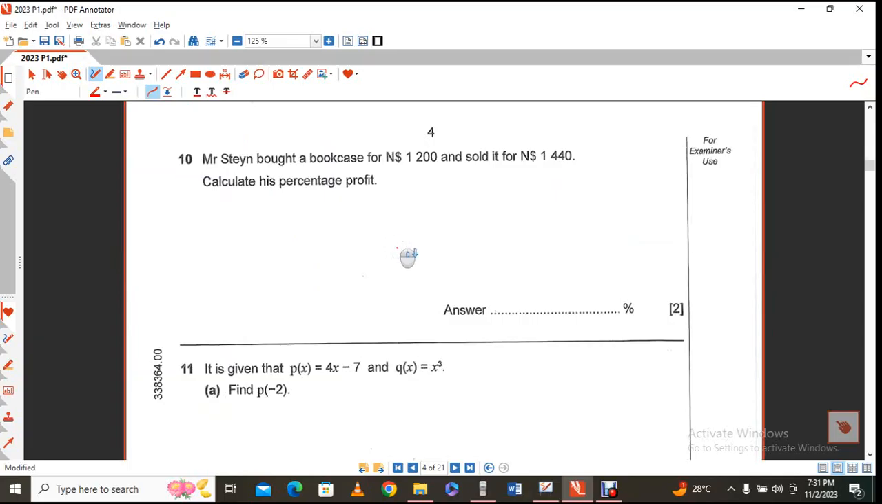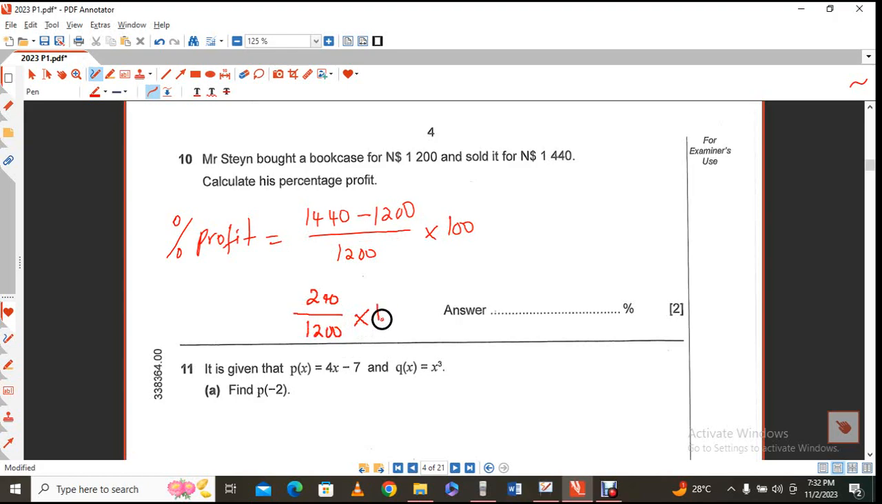Let's go ahead and start with question 10. Mr. Stein bought a bookcase for 1,200 Namibian dollars and he sold it for 1,440, which means there is a profit there. The question asks you to calculate the percentage profit, so no doubt there is a profit made. Let's find that actual profit by taking 1,440 subtract 1,200. Now this is always over the original amount, and you multiply that by 100. So at the end of the day, you have 240 over 1,200. You multiply that by 100. Either way, you get 20%.